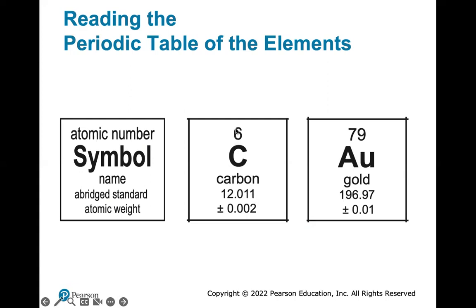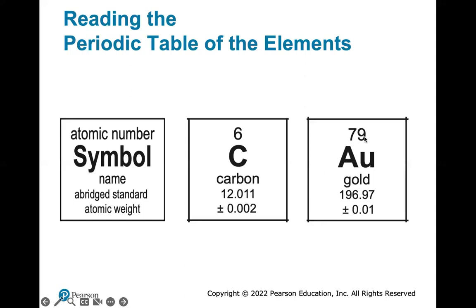So in most cases, it's got 6 protons, 6 neutrons, and 6 electrons. Now there's a 0.011. It's not exactly 12. That means that there are occasions that there's more than 6 neutrons. You might have 7 neutrons. You might have 8, but those are rarer.